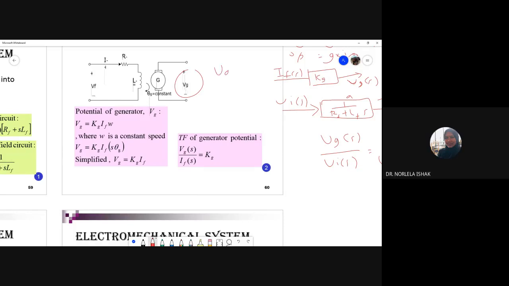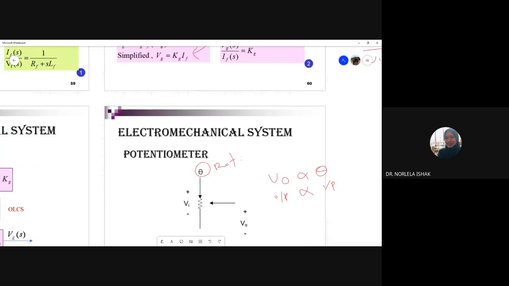Yes. So you derive VG proportional with the IF kan? Ni. IF. Betul tak? Sorry, not this one. Okay. IF. So meaning VG proportional with the IF. So you rearrange, you can get this one, right? Okay. So same goes to our example.